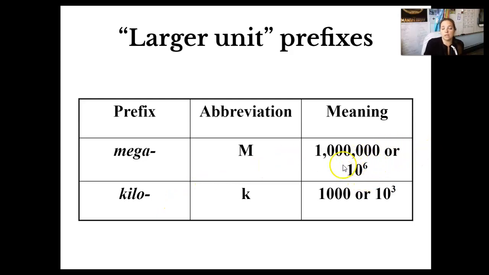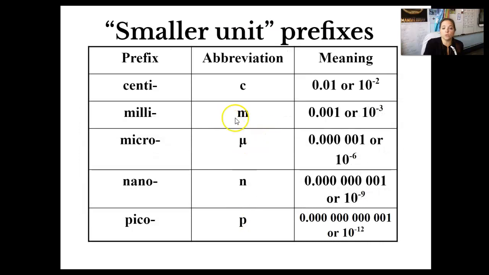And right here I've got 10 to the 6. That just means there are 6 zeros before the 1. Or 10 to the 3rd, there are 3 zeros before the 1. Mega is 1,000,000. Kilo is 1,000. Here's the hint with the mega: make sure it's a capital because milli is the lowercase, which you see right there.